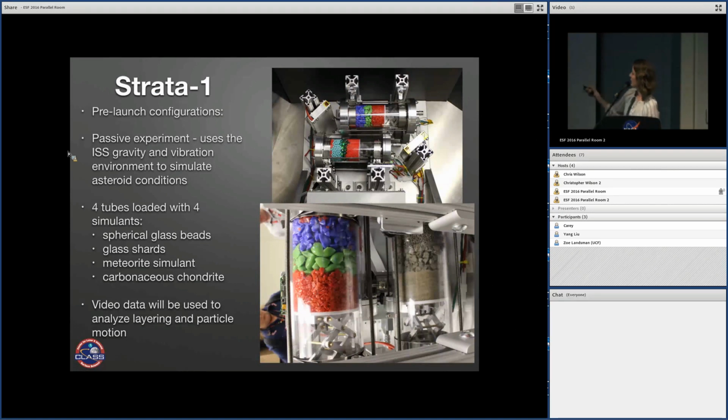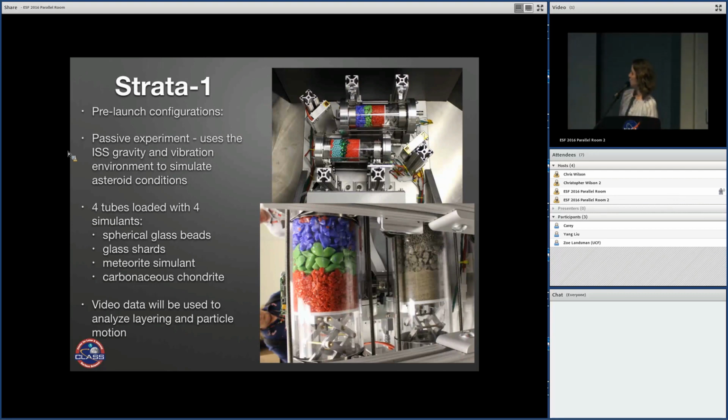So pre-launch, this is what our experiment looked like when it got packed to ship up to the ISS. And like I mentioned in the previous slide, we have 4 tubes. There are 2 here that have glass beads. These are used for modeling purposes. If you're doing numerical modeling, the easiest way to do that is with spherical particles, right? So we have these spherical glass beads in one of the tubes to really be able to match with our modeling and understand what's going on when we have these perturbations.